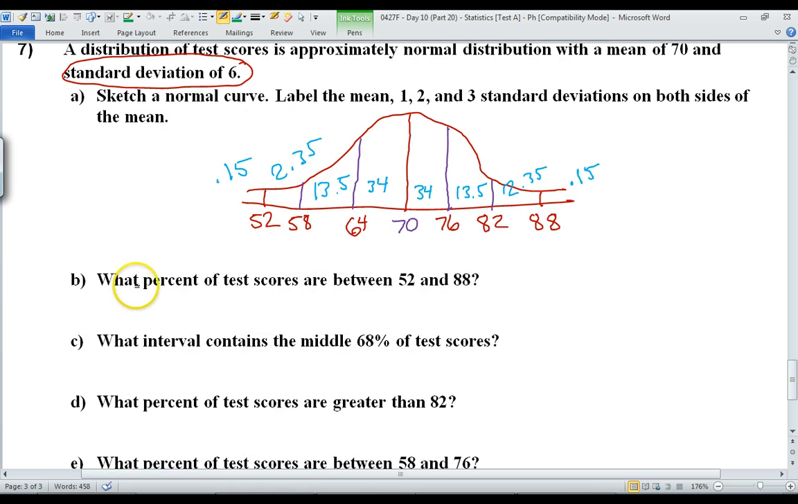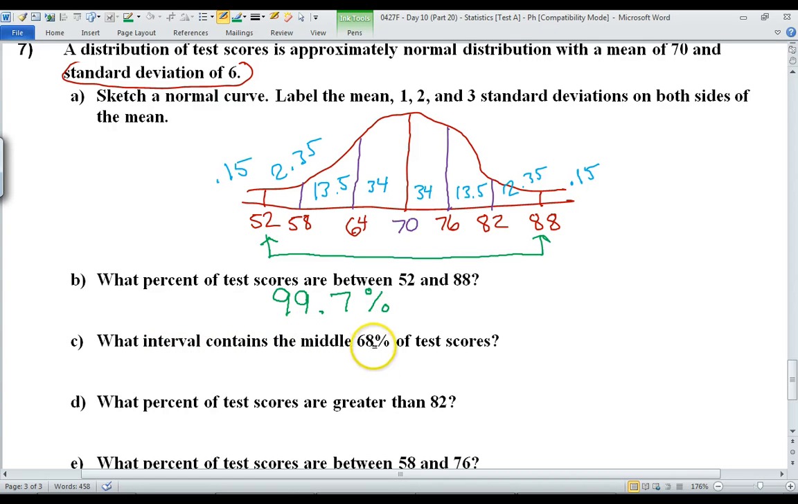Okay. So, part B. What percent of the scores are between 52 and 88? Okay, 52 and 88 are here and here. Well, this is one of those main three, correct? How many standard deviations out did I have to go to do this? Let's see, 1, 2, 3 standard deviations in both directions. So that was the which percent again? That's our 99.7. So that one was 99.7%.